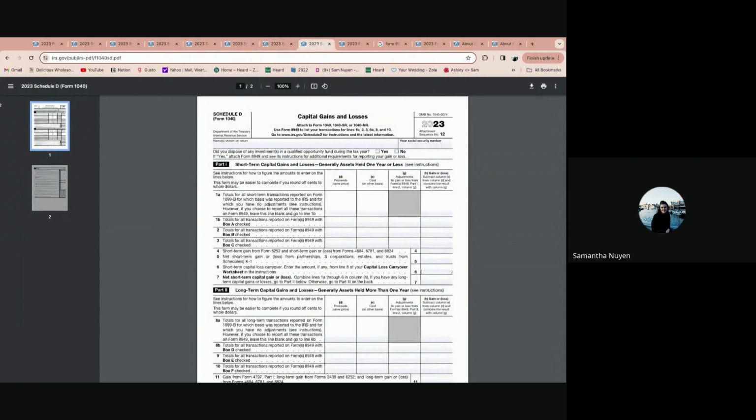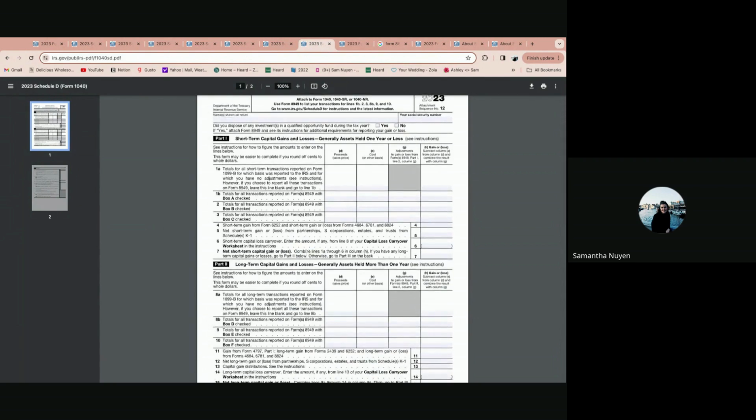Then we have line D. This is long-term capital gains and losses. Long-term capital gain taxes are a tax on profits from the sale of an asset held for more than a year. The long-term capital gains tax rate is 0%, 15%, or 20%, depending on your taxable income and filing status. Long-term capital gain tax rates are generally lower than short-term capital gains rates.